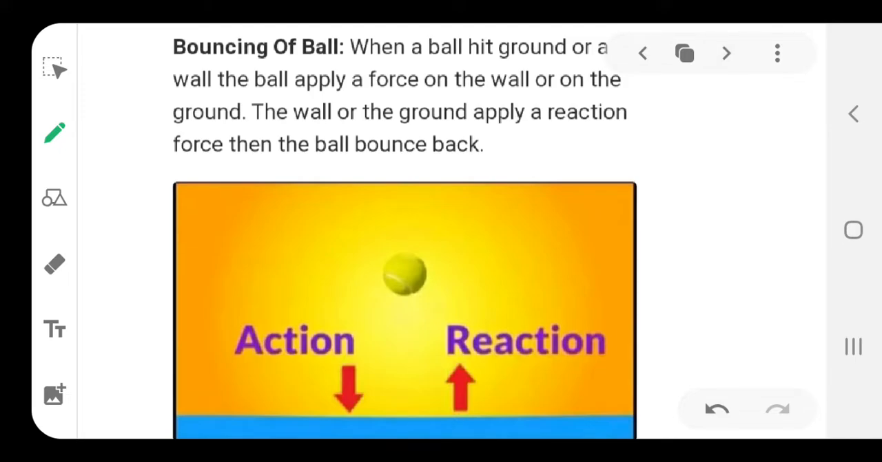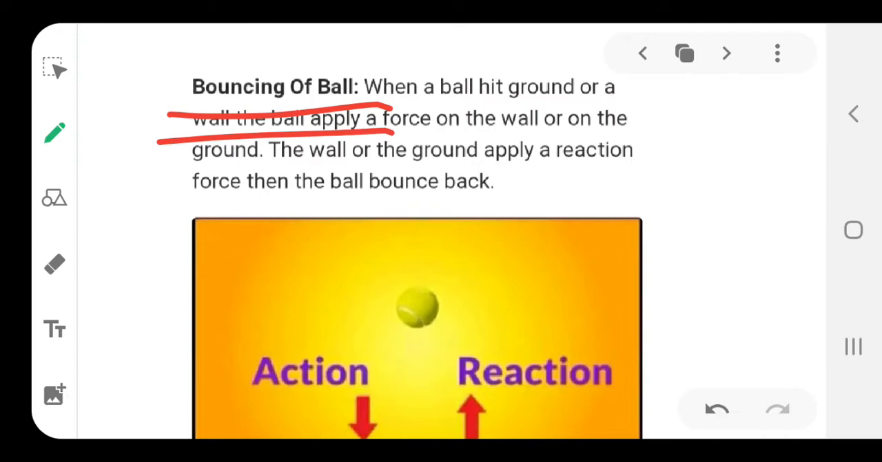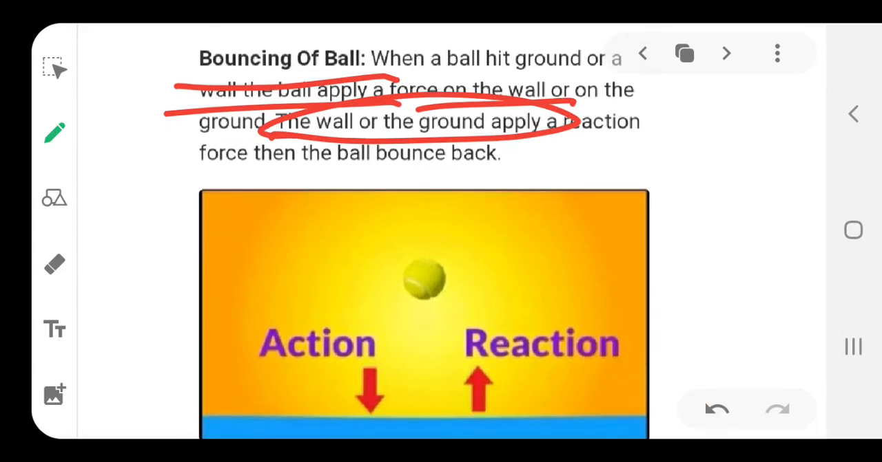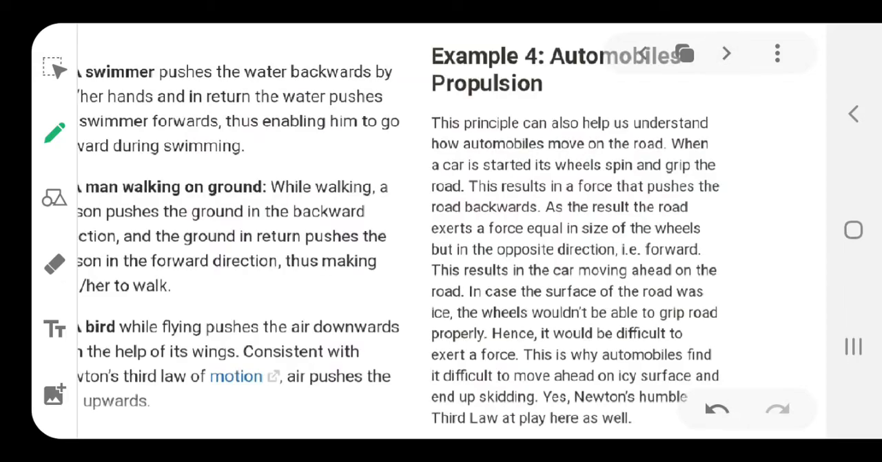The same is the case, you can see, in games you already play every day: bouncing of the ball. When the ball hits the ground or the wall, it applies force on the wall or on the ground, and the wall or the ground applies the same force on the ball. So this is the action, and the ground's force is the reaction, and that's why the ball keeps on bouncing. So you should know why the ball bounces.